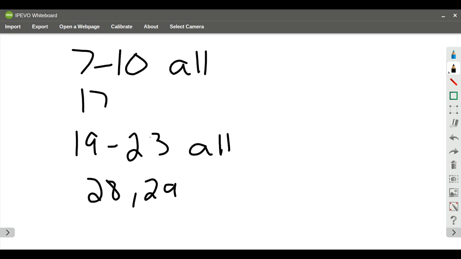In practice, you're going to do 7 through 10 all. So you're going to do the first 4 problems that are written vertically for you. Problem 17, and then 19 through 23 all. And then 23 is your first problem on your math practices and problem solving. And then I would like for you to do problems 28 and 29 on the back side as well.